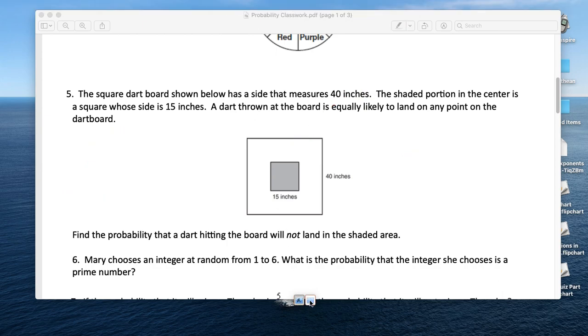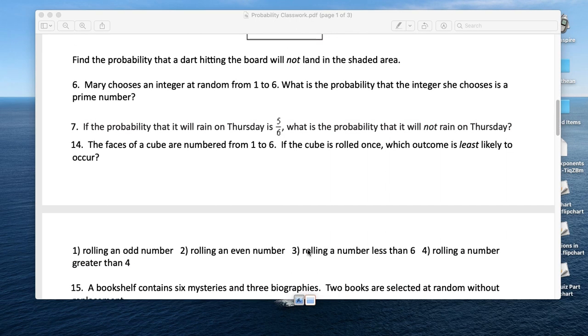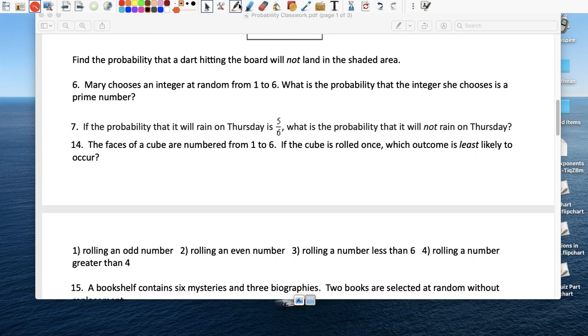Mary chooses an integer at random from 1 to 6. What's the probability that you choose a prime number? Well, 1, 2, 3, 4, 5, 6. My prime numbers are 2, 5, and 3. So the probability of that happening would be 3 out of 6.